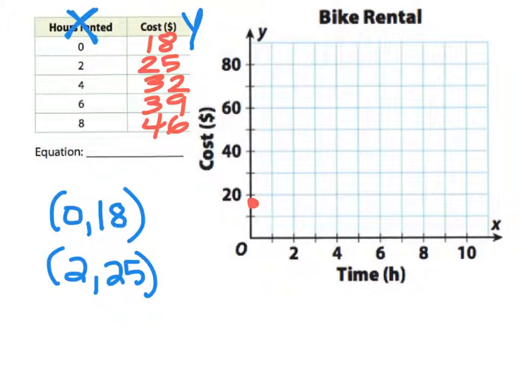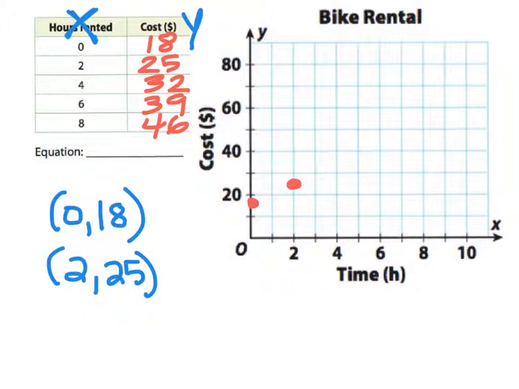Then I'm going to the next pair. In my table, it says 2 hours matches up with $25. So again, I'm going to go to my graph. I'm going to go over to my x-axis where the 2 is. So be careful because this first line is not 2. The second line represents 2. And it matches up with 25. So I'm going to be at 2. I'm going to go up to where I think 25 is, which should be perfectly between 20 and 30. And I'm going to put a dot there.